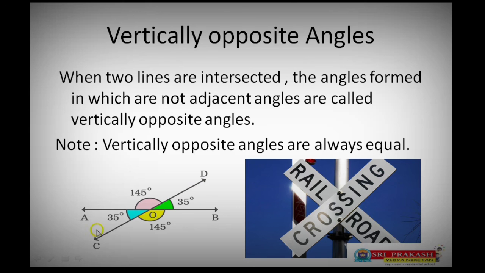When two lines intersect each other, you will get four angles. Among them, the pair of angles which are not adjacent are called vertically opposite angles. So when two lines intersect, the angles formed which are not adjacent angles are called vertically opposite angles. If you observe, vertically opposite angles are always equal. Okay, observe this example.